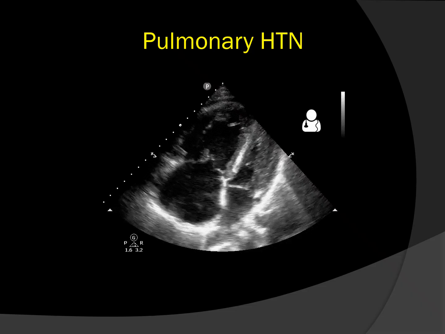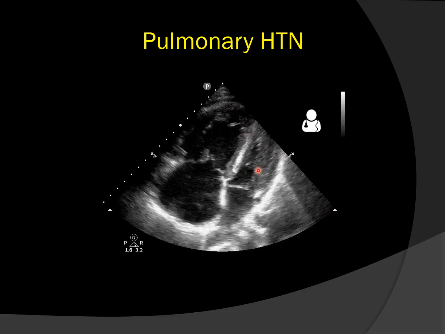In this echocardiogram of someone with advanced pulmonary hypertension and right heart failure, first, notice how markedly dilated the RV, which is over here, and the RA is. Second, notice how the septum is moving over towards the left, encroaching on the left ventricle.